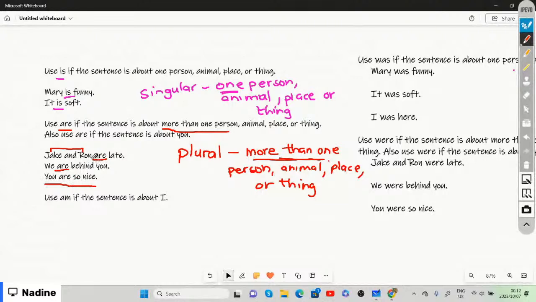And remember, we said that we use are if the sentence is about more than one person, animal, place, or thing. And we call that plural.